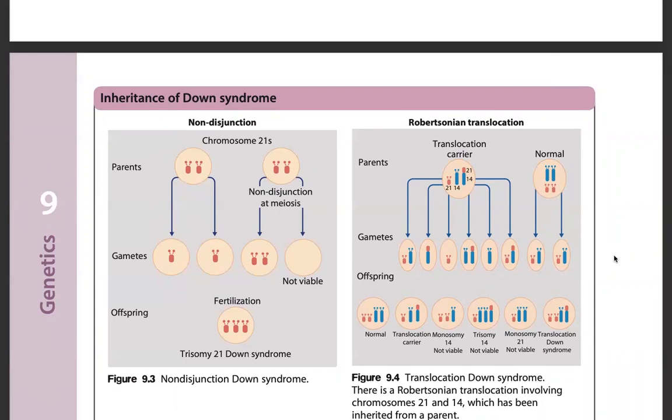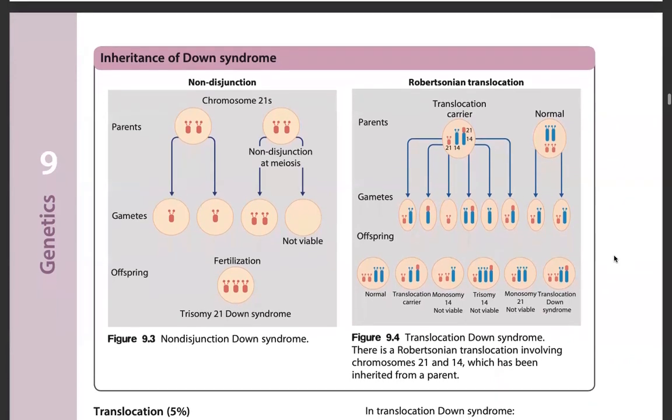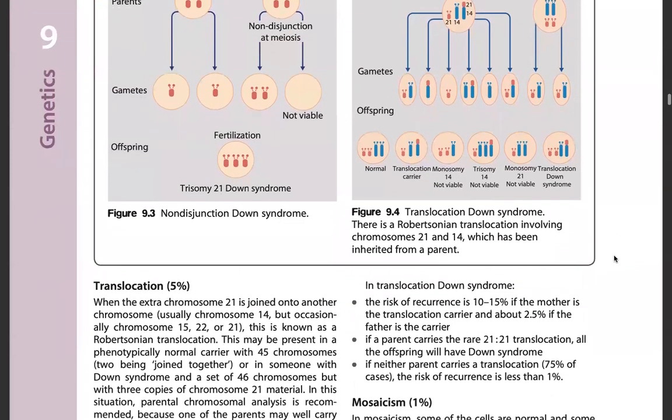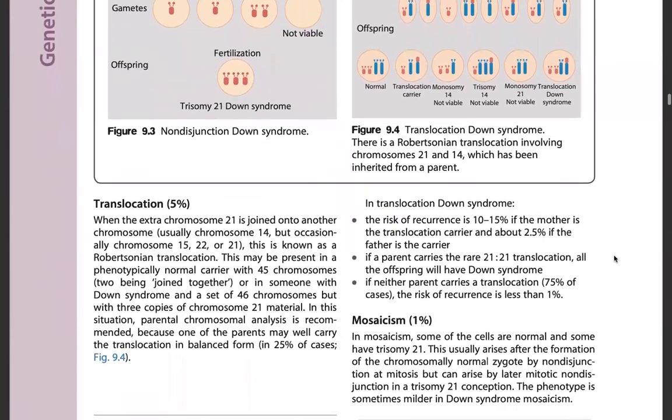Gametes formed carry a translocation involving chromosomes 21 and 14, which has been inherited from one parent. Offspring include normal, translocation carrier, monosomy 14 not viable, disomy 14 not viable, monosomy 21 not viable, and translocation Down syndrome. This is explained in more detail.